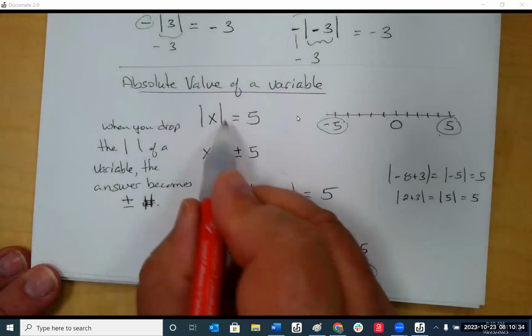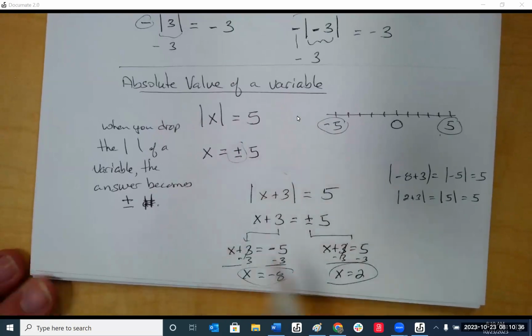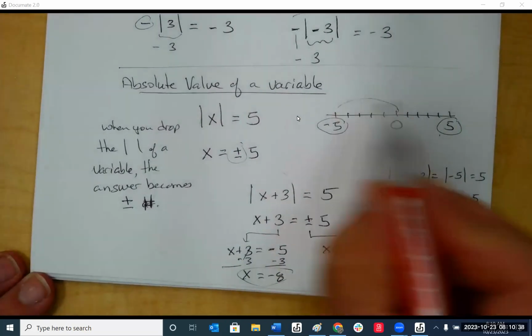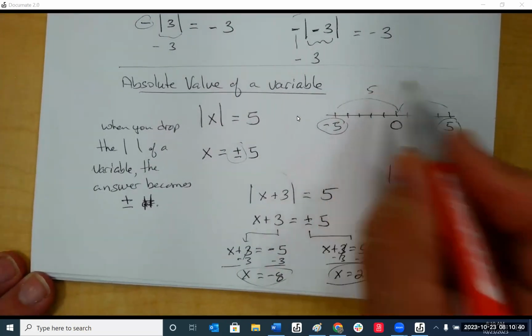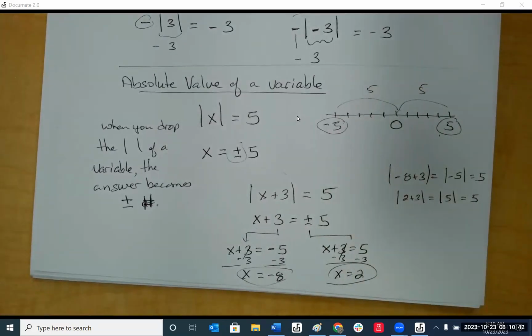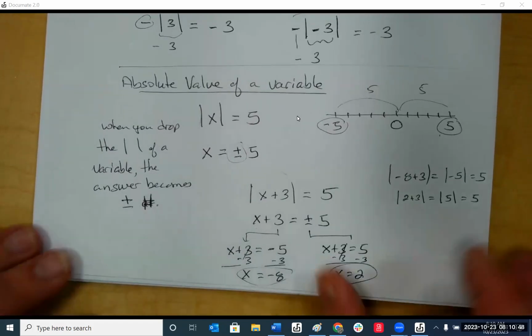So it's very important. Whenever you drop the absolute value sign, you have to put a plus or minus, because the distance is the same both directions. So that's how it works when you have equal signs, when you're doing equations.